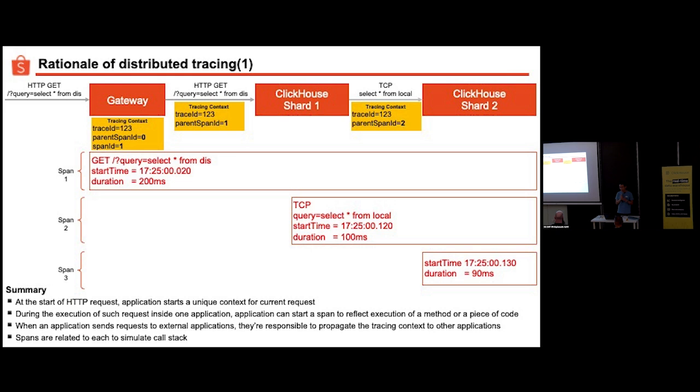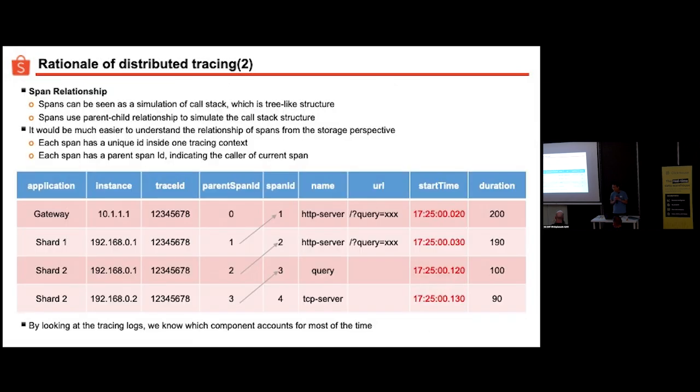For example, when the request is issued from the gateway, it will carry this tracing context in its request to ClickHouse shadow 1, and shadow 1 will do the same thing. So when we have such information and these logs are collected together, we can save this information like a table, or save it in any database we like. But the key point is that there are 3 columns.